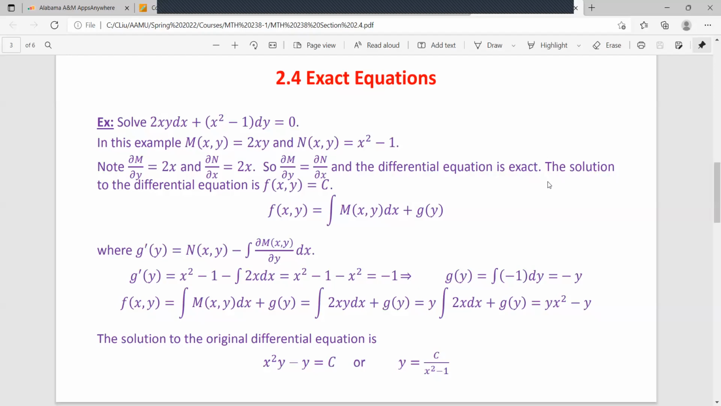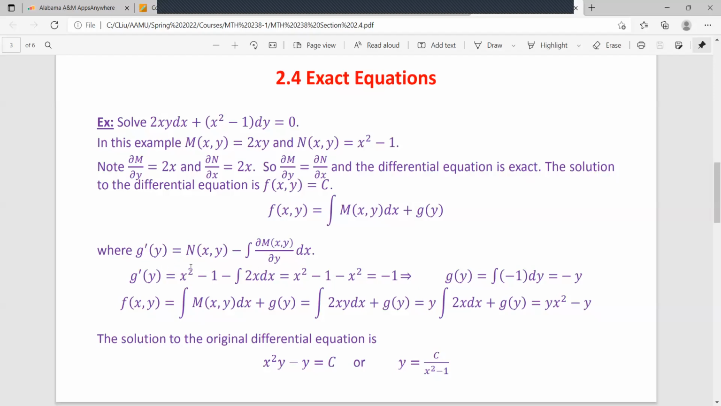According to the theory we just discussed, the solution to the differential equation is f(x,y) equal to c, where f is the integral of M dx plus g(y), where g prime is N minus the integral of partial M partial y dx. So these are the formulas we derived on the previous page. You just use those formulas to find f. So you're going to find g first, and then you try to find f. Actually, you're going to use this g prime to find g.